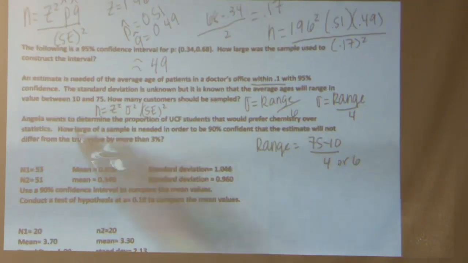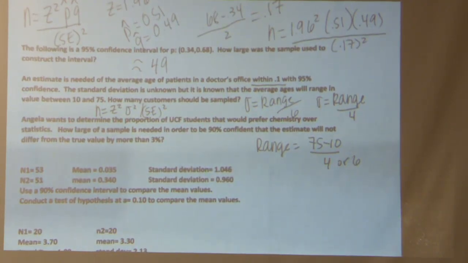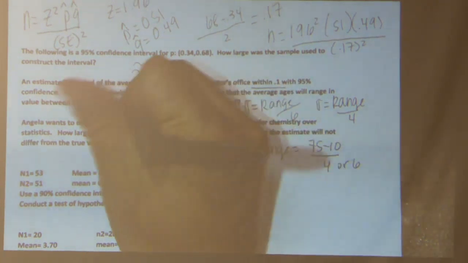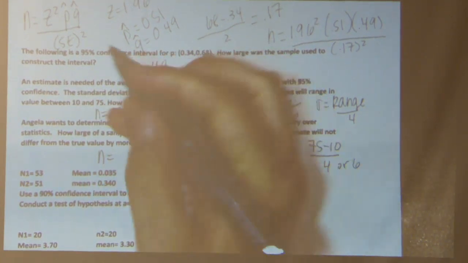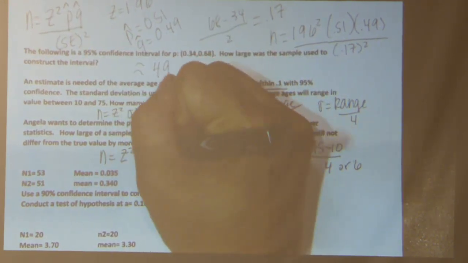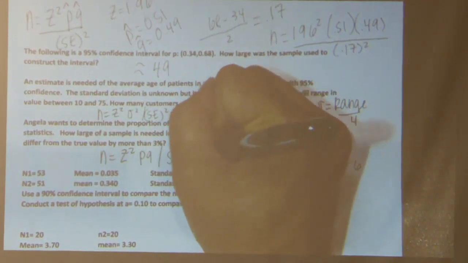So the next one, Angela wants to determine the proportion of UCF students that would prefer chemistry over statistics. How large of a sample is needed in order to be 90% confident that the estimate will not differ from the true value by more than 3%? So now we're dealing with proportions, so it's back up to the formula we used before: z squared pq divided by our se squared.